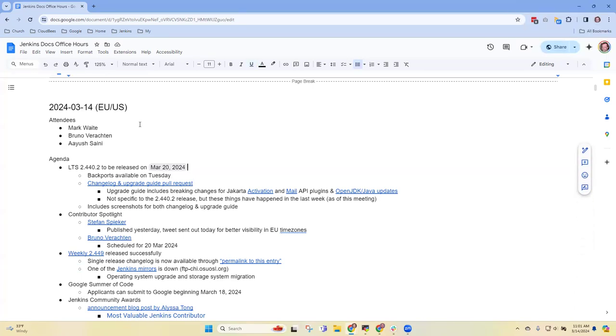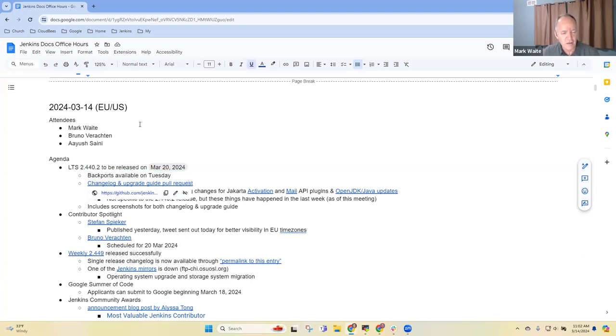So the next long-term support release is coming. It will be a little less than a week from now, 6 days. The changelog and upgrade guide needs to be reviewed and approved, and there are some changes in it that have been noted. Oh, that's interesting. I'll have to look at it further. I'm not sure how that would have gotten into 2.440.2, because these two things didn't change in that release, so I'll have to look at it more closely. Any questions or comments on the long-term support release that's upcoming?